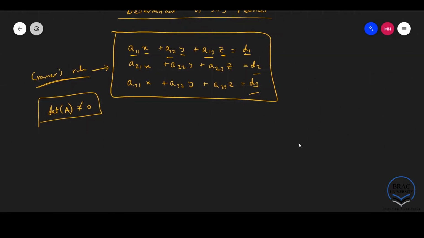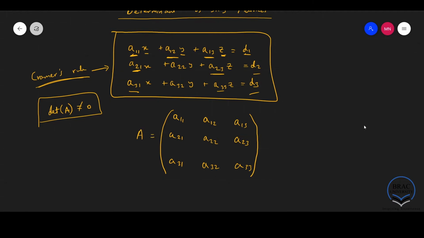So let's consider the coefficient matrix of this system. In my first column, I will just consider the coefficients of my x variable. I will have a11, a21, a31. Then the second column will be the coefficients of my y variable. We will have a12, a22, a32. And then finally, for my third column, I am considering the coefficients of my z variable. So I will have a13, a23, and then a33. Right, so this is my coefficient matrix A of this system.